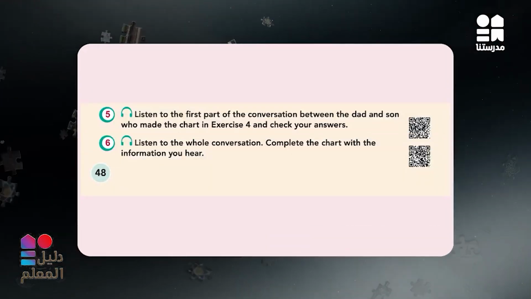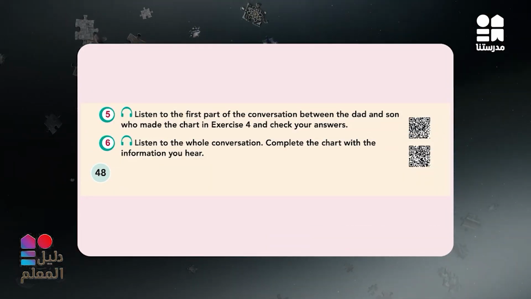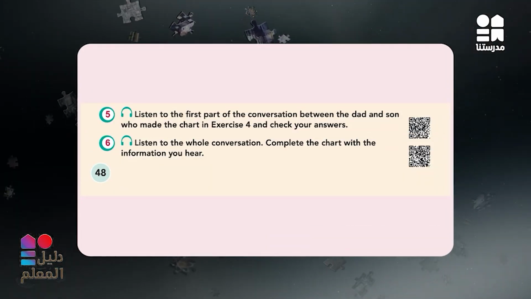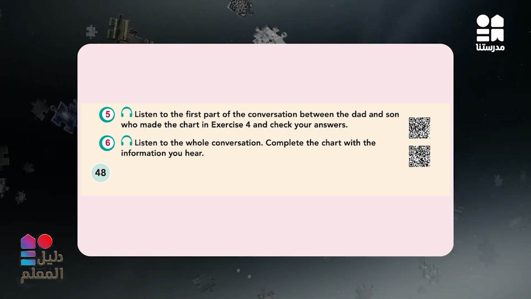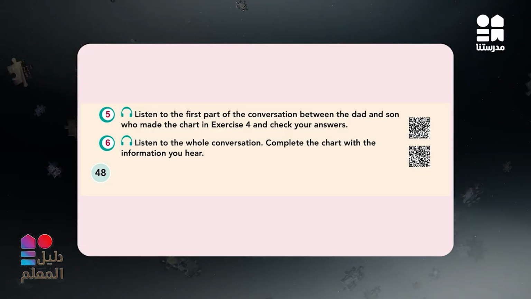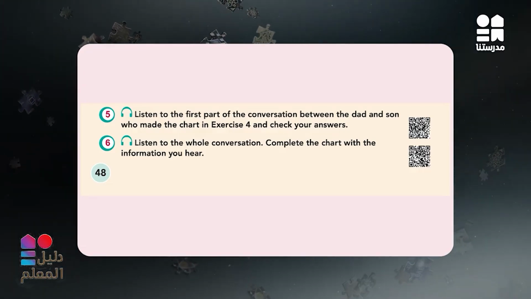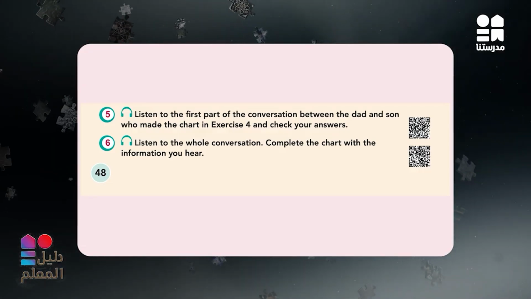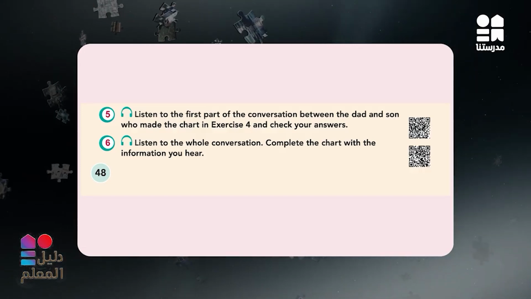As for exercise 6, students are to listen to the whole conversation and then complete the chart with the information they hear. Explain that they are going to write a number on each of the answer lines from 1 to 6. Elicit from the class what these numbers represent: a value from 1 to 10, to show how important each point is. Do the first one together.